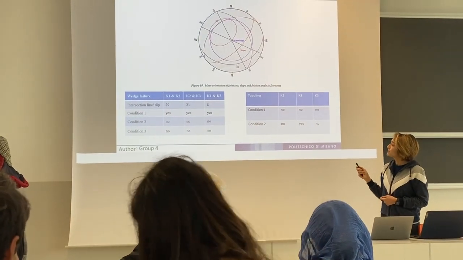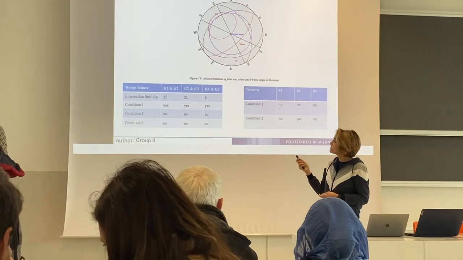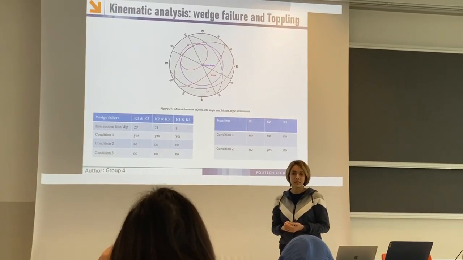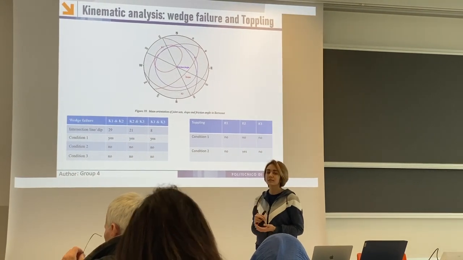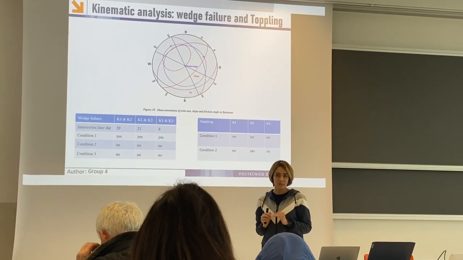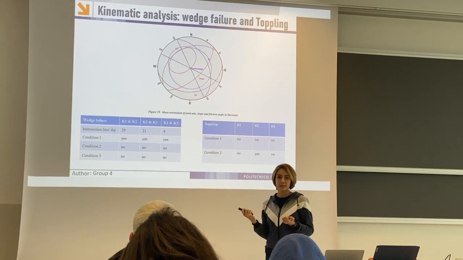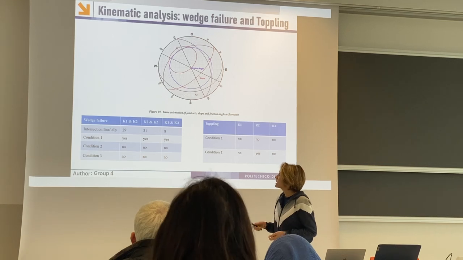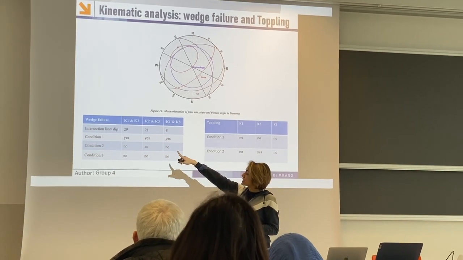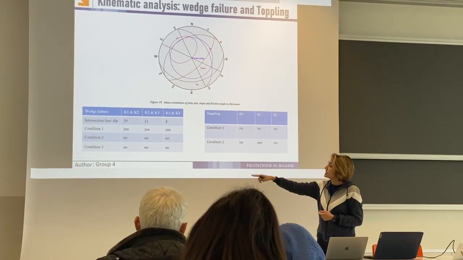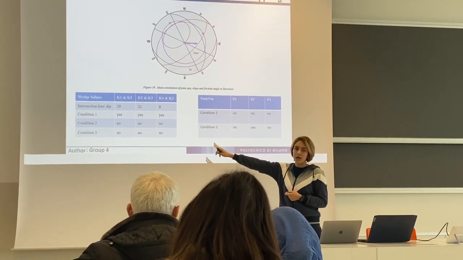For wedge failure, we need to consider 3 conditions as well. The dip of the intersection line must be lower than the dip of slope. And also, the dip of the intersection line must be greater than the friction angle. And also, the intersection line must daylight the slope face. Therefore, we don't have wedge failure either.